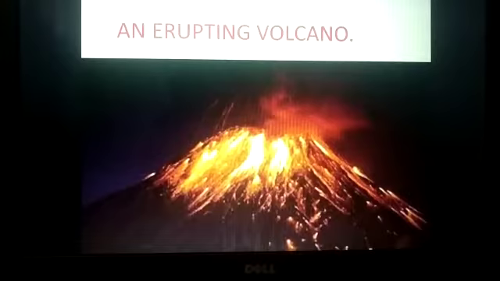Lava flows down the slopes of the hill. It glows red hot to white hot as it flows. An active volcano is one that erupts regularly. It looks like a glowing mountain with bright yellow, orange, red colors.